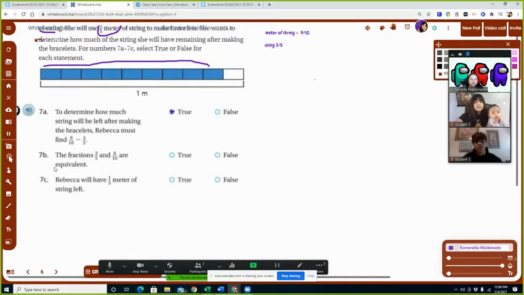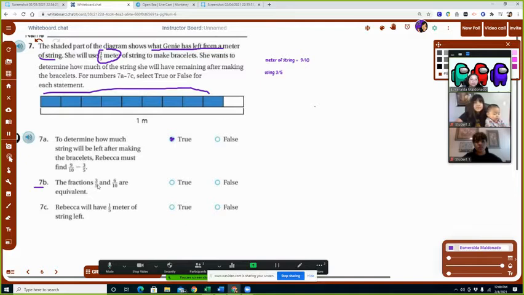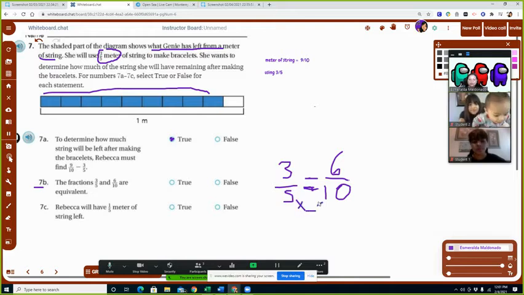Okay, now let's look at 7B. The fractions 3/5 and 6/10 are equivalent. Are they equivalent? No. Well, let's take a look. We're saying that 3/5 is equal to 6/10. So this is not on the problem. They're giving us 6/10. So that's where it might be confusing. But they're telling us 3/5 is equal to 6/10. What do you think? I think yes. Okay, because if I multiply 5 times what number will give me 10?